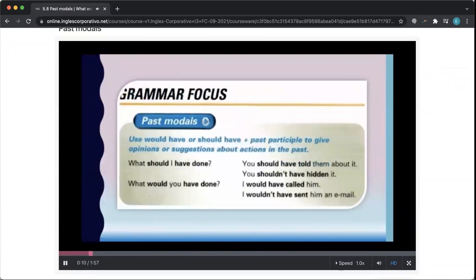Past modals. Use would have or should have plus past participle to give opinions or suggestions about actions in the past. What should I have done? You should have told them about it. You shouldn't have hidden it. What would you have done? I would have called him. I wouldn't have sent him an email.